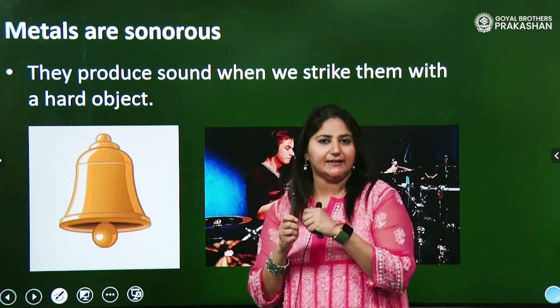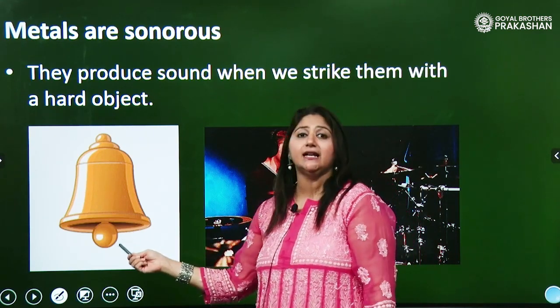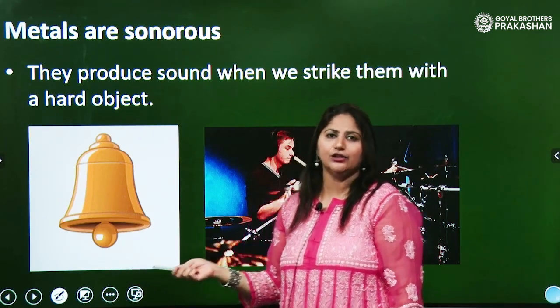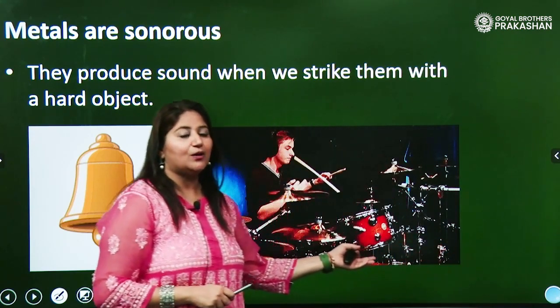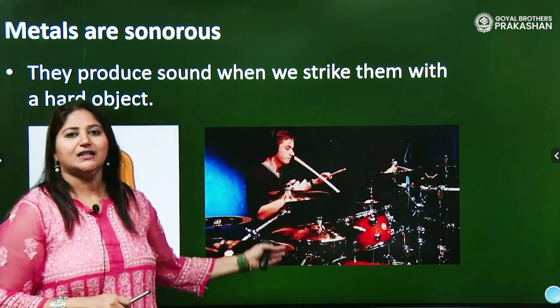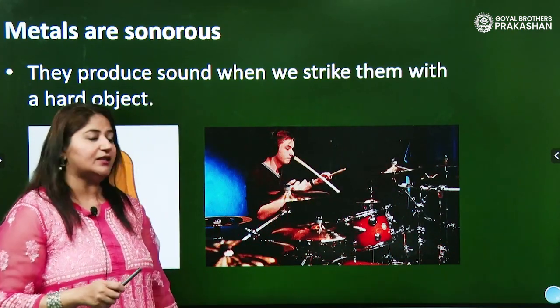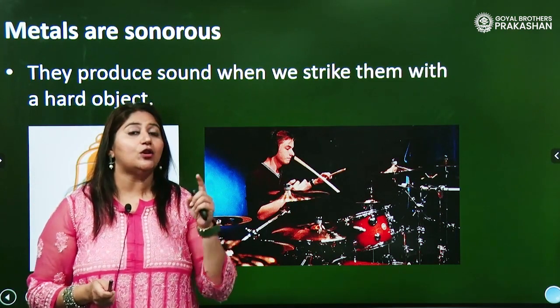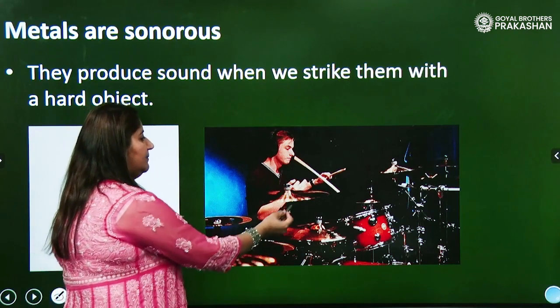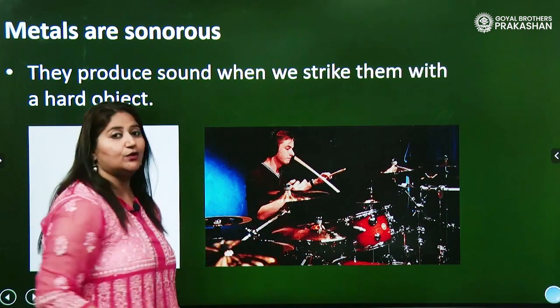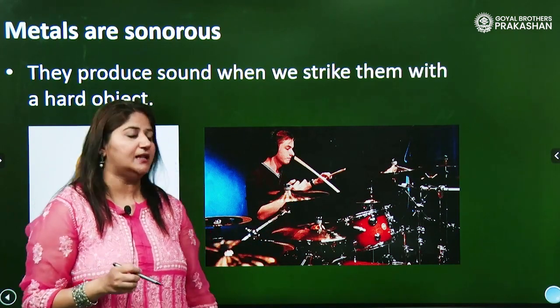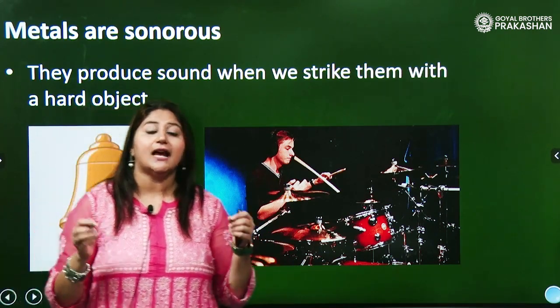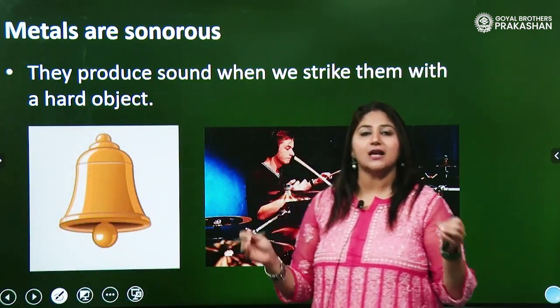Yes, so when it hits, it will definitely get a rhythmic sound, right? Not only that, look at this picture. What is this picture for? So, it's the orchestra drummer, right? What is it doing? It is actually beating the drum, and not only that, it is also beating the metal. See, the metal bars are here. So, when he is beating the metal bars, it is actually producing a beautiful sound.